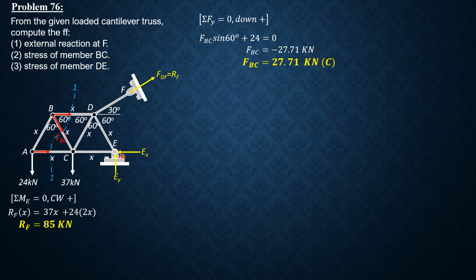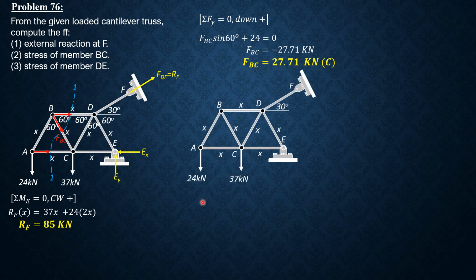Then for the force in FDE, we consider section 2-2 and to the left of section 2-2. So this is the original figure, is section 2-2, so that our plan is to sum up forces Y again equals 0. The member forces involved are FDF, which is already found, 85 kilonewtons, and this is FDE, and this is the other cut member, FCE, but FCE is not involved if we sum up forces Y equals 0. And considering all forces to the left of section 2-2.